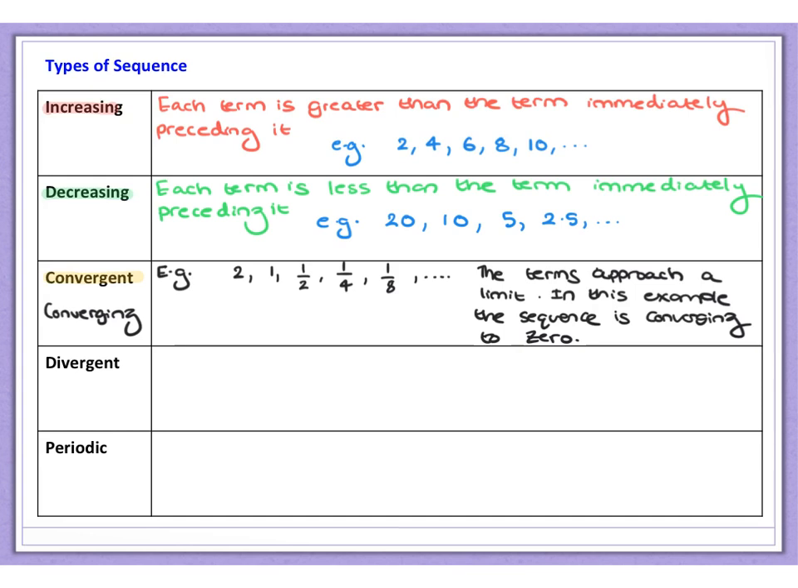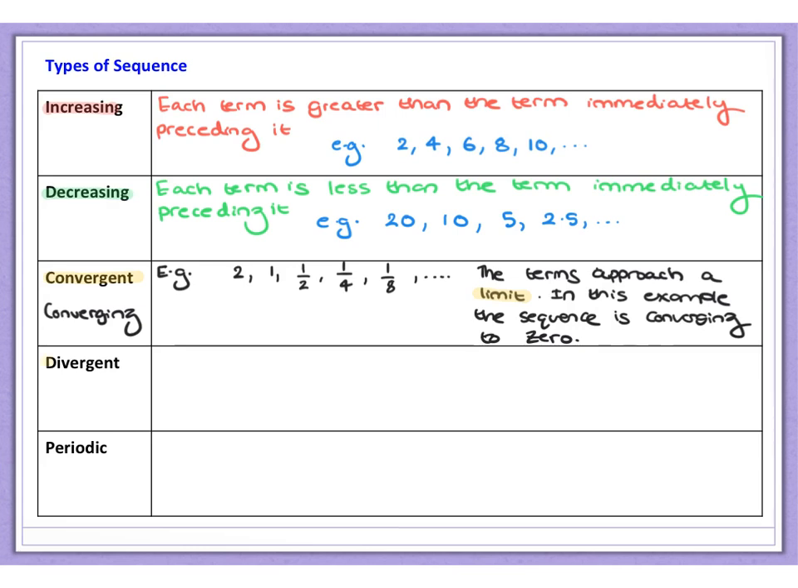So in a convergent sequence, the terms of that sequence approach a limit, or they get closer and closer to a limit. Now in this particular example, the sequence is converging to a limit of 0, or the terms of this sequence are converging to a limit of 0. That is not the case in every convergent sequence. Please be aware the limit is not necessarily always 0.